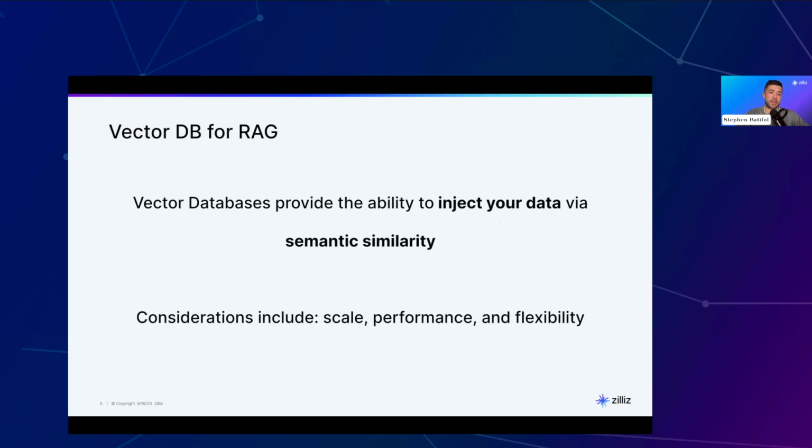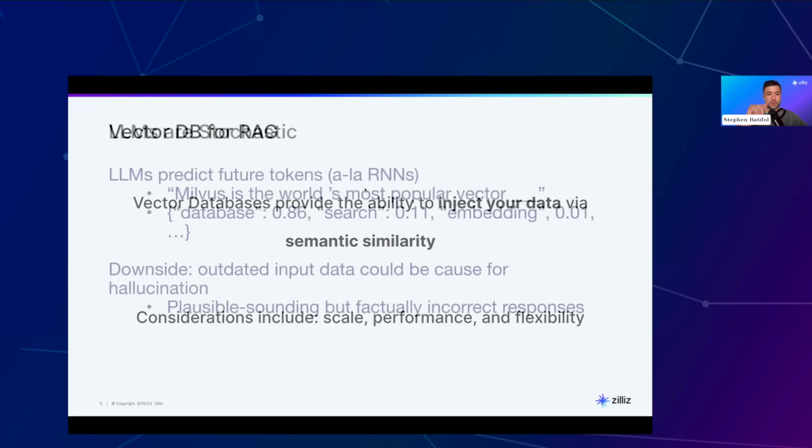How it works is that vector databases provide the ability to inject your data directly via semantic similarity. That's how it works, and that's why you always have a vector database used for RAG. Then you have different things to take into consideration if you use RAG and a vector database: the scale, the performance, and the flexibility. Obviously, you don't want to use something that doesn't scale if you have millions of vectors and different things like that. So take that into consideration on your side.